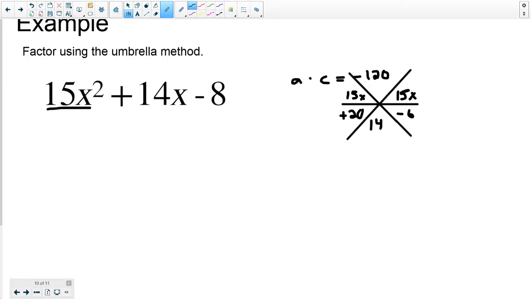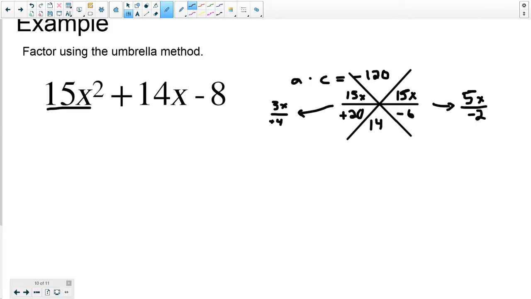So I can reduce this fraction here. Each one of these has a 5 in common, so I will take out a 5 and get 3x over 4, and it's positive 4, so I want to note that. And 15x over negative 6, 15 and 6 have a 3 in common, so I can divide out a 3. So I get 5x over negative 2.